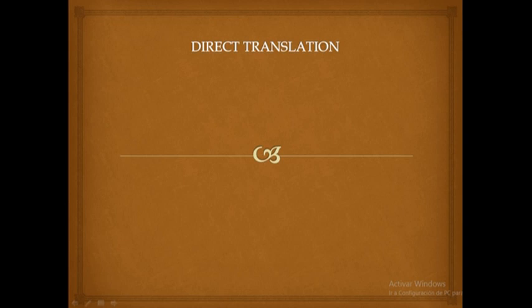Okay, now the direct translation method consists of three elements, three techniques. The first technique is borrowing.